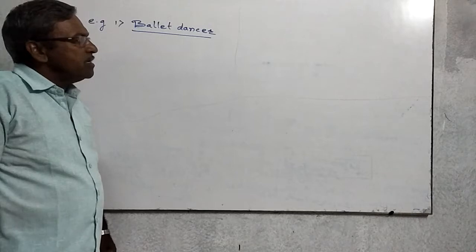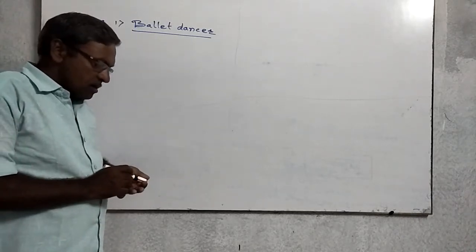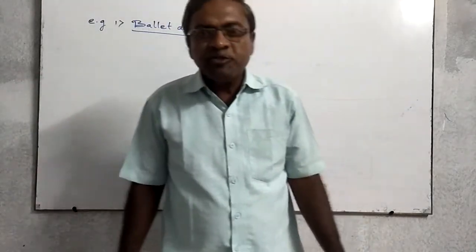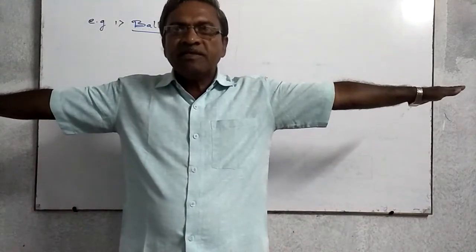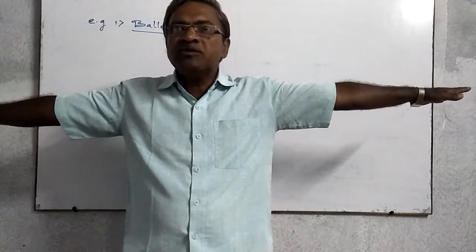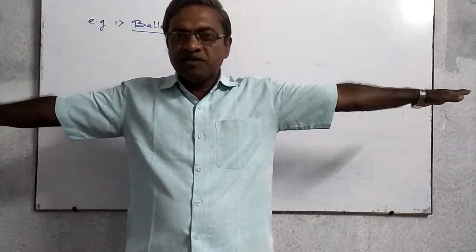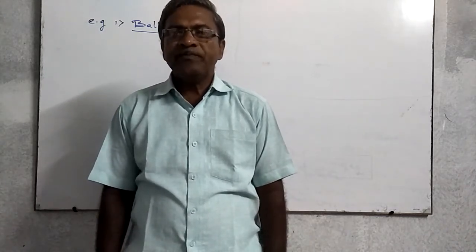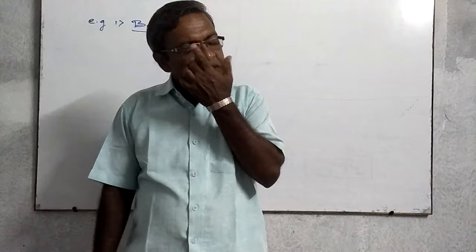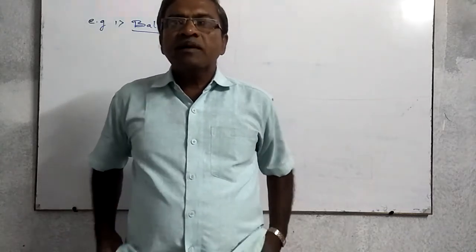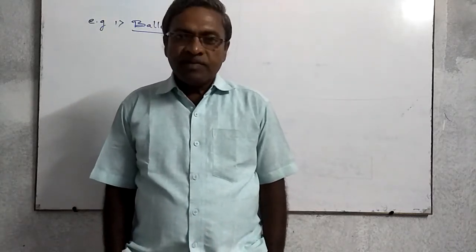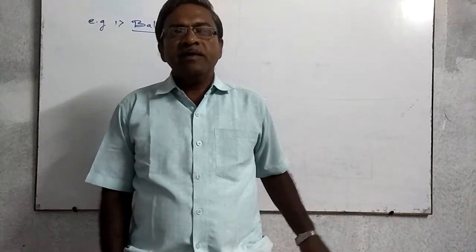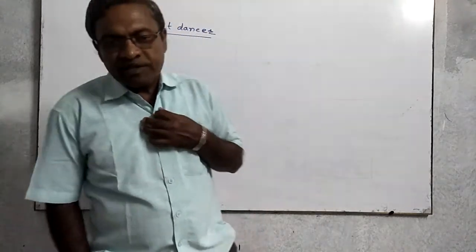When ballet dancer is in that motion, see, there may be 2 positions. One will be like this, means when hands are outstretched, this is first position. Second may be like this, when hands are close to the body. What happens in this case? The moment of inertia of the body changes, and its effect is on angular velocity.